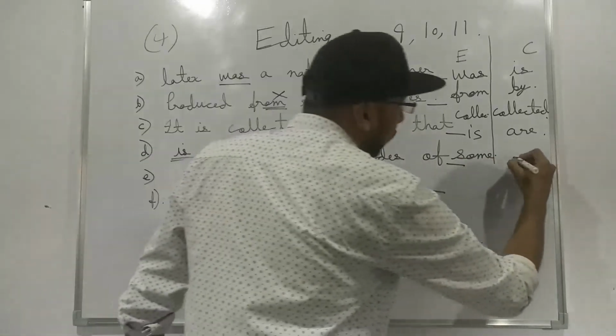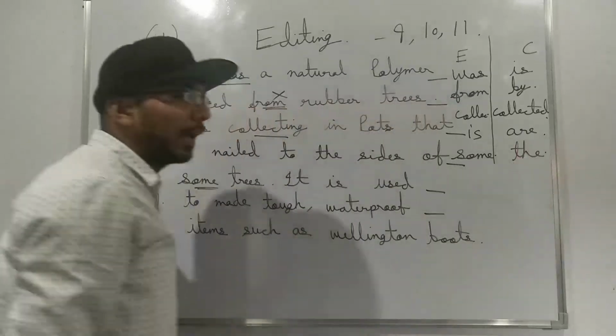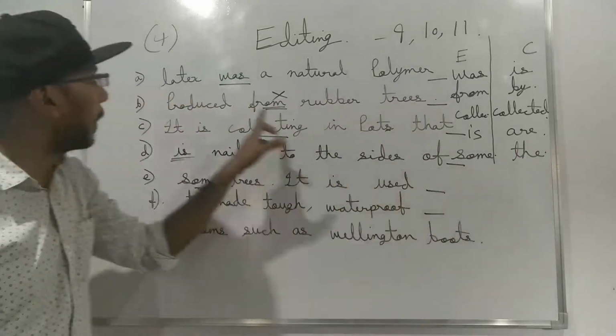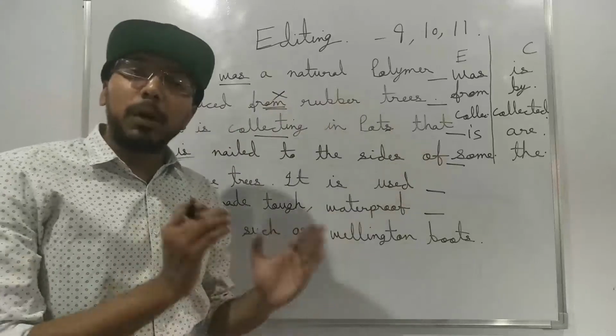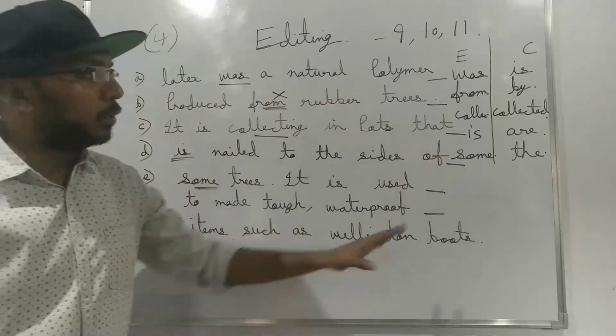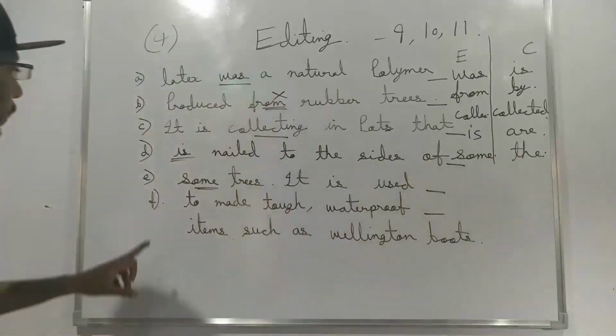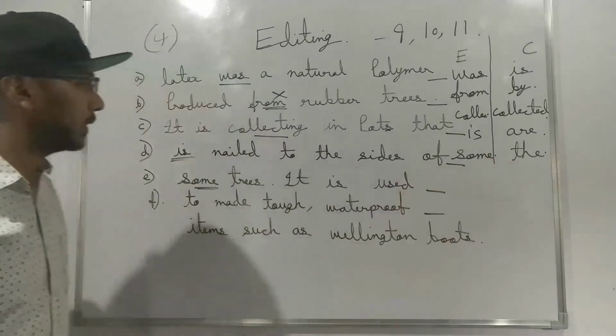The article the will be used. Why the? Because we are talking about particular latex trees. With particular things we use article the. So not some trees but the trees.